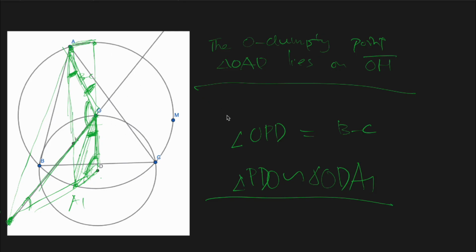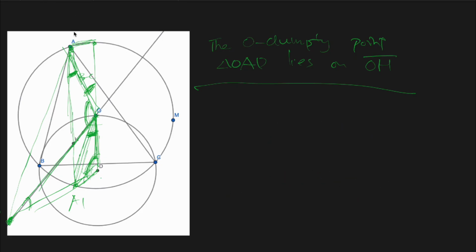Since we want these two triangles to be similar, we already have a pair of equal angles, so we just need to prove that AO over AH is equal to OD over OA1. And by the way, AO and OA1 are both the radius of the circumcircle, so I'm just going to write it as a radius just so it's a bit nicer.